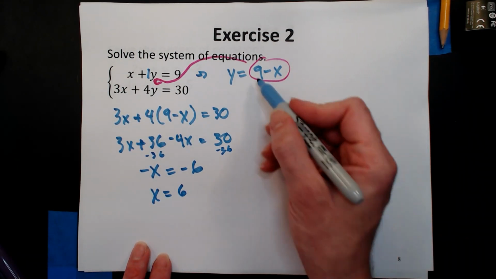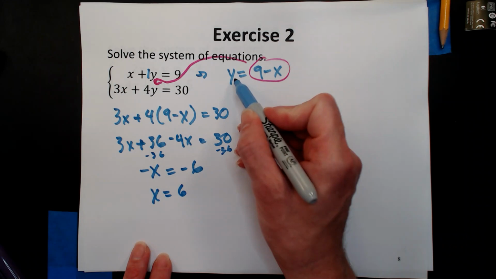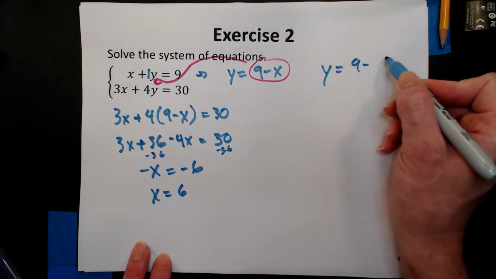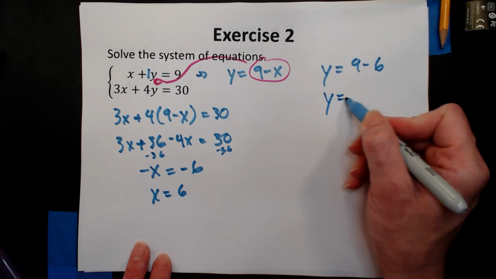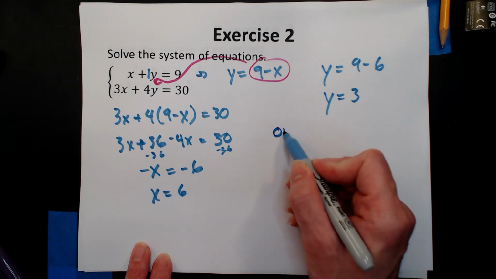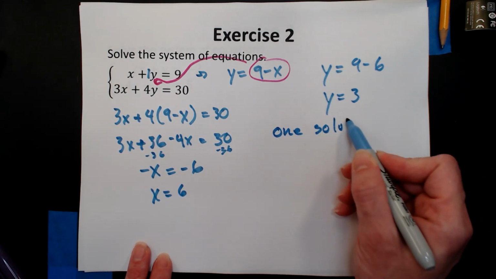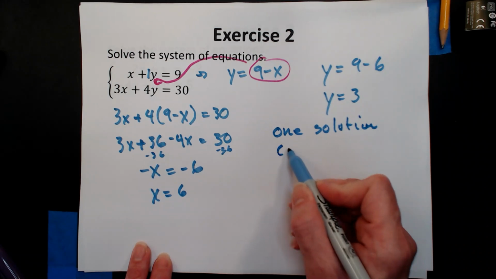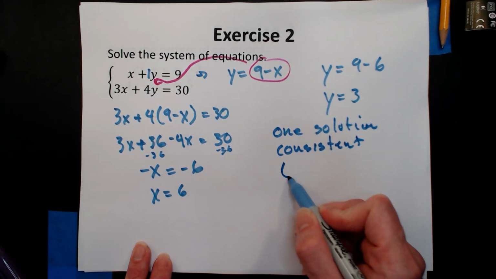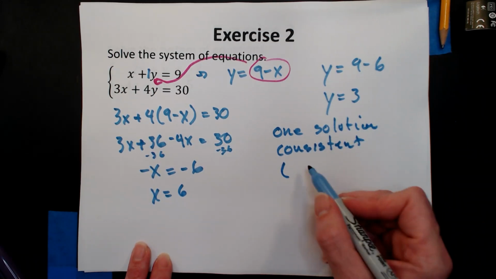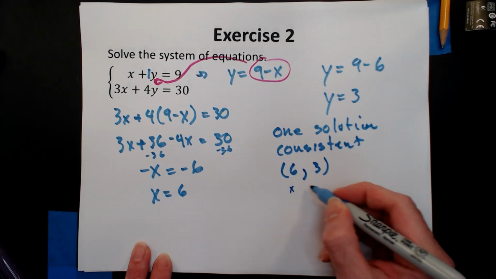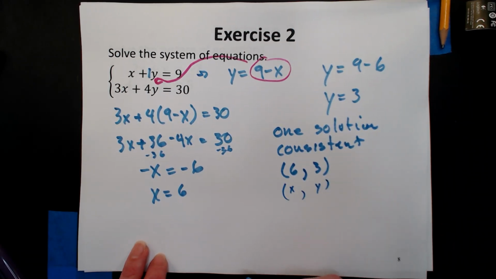If x is 6, well, I already know what y is because I wrote that equation up here. y is equal to exactly 9 minus 6. So that means y has to equal positive 3. So in this case, we're going to check one solution. It's consistent. And its solution, you put it in the form of a point, in this case, 6 comma 3. Remember, this is going to be your x, this is going to be your y, like it normally appears.